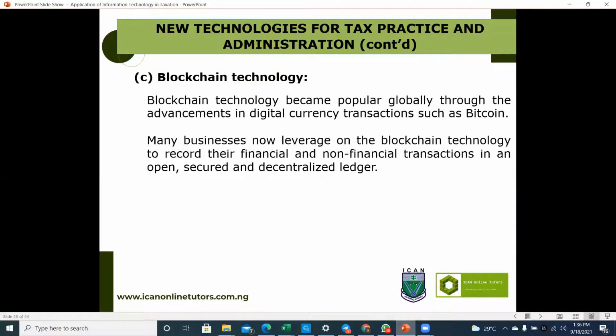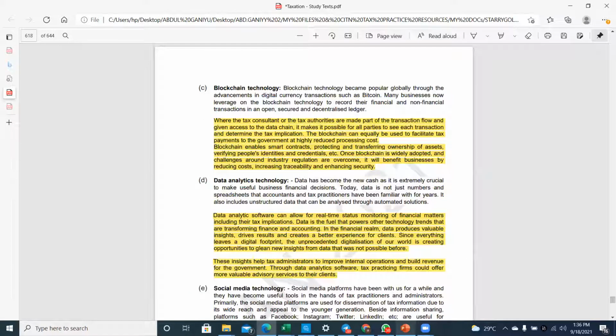Then for blockchain technology, it became popular globally through the advancement in digital currency transactions, such as Bitcoin.